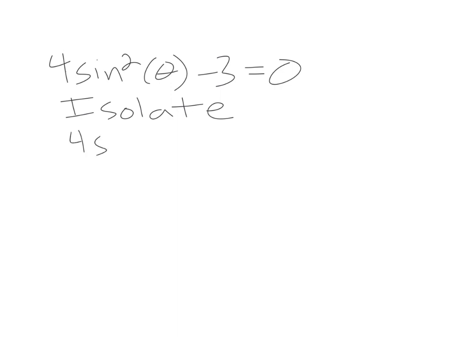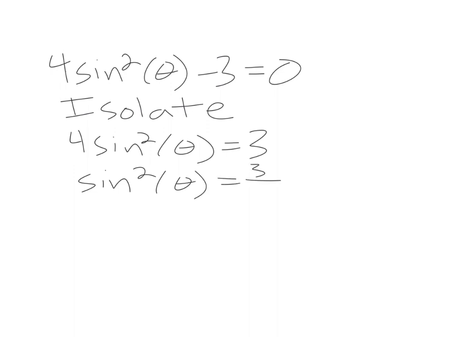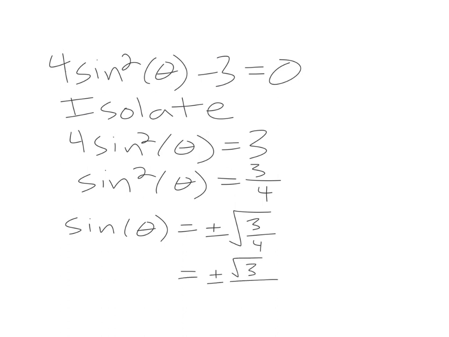So that's not hard. Two moves. 4 sine squared theta equals 3. Sine squared theta equals 3/4. And then you want to take the square root of both sides of that equation. Remember, sine squared theta really means sine of theta squared. So just think about it as x squared equals 3/4. Sine of theta equals plus or minus the square root of 3/4, which simplifies nicely to plus or minus the square root of 3 over 2.